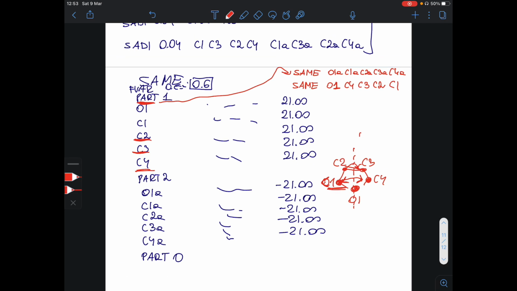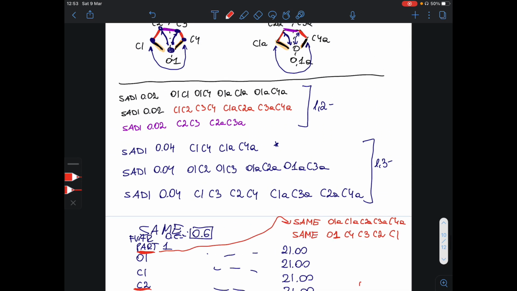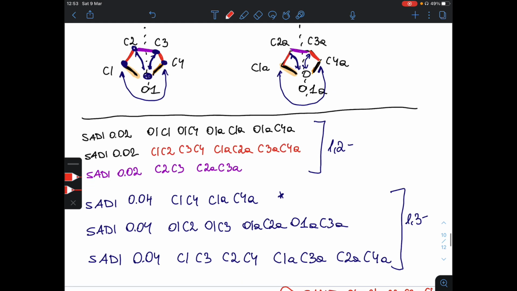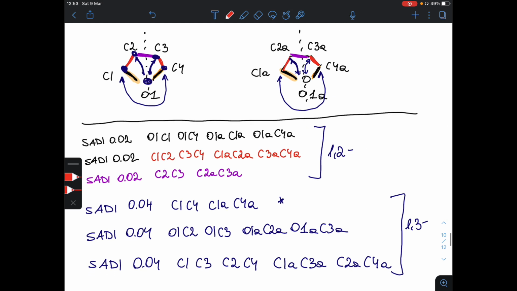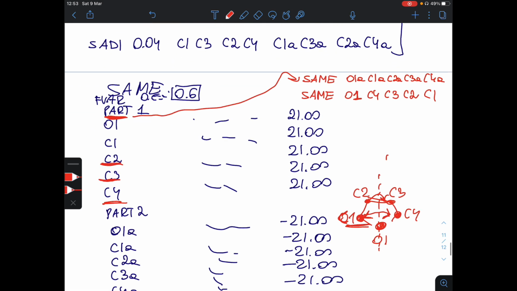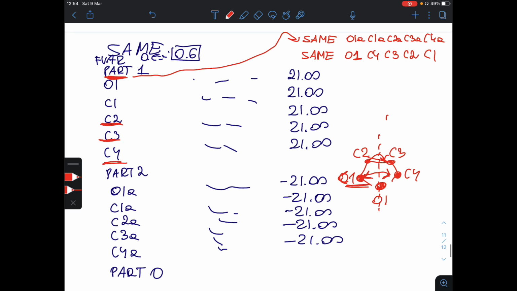And again, as you can see, instead of writing all these SADI restraints, we managed to model exactly the same thing using just two SAME lines. Two lines saying the SAME command.